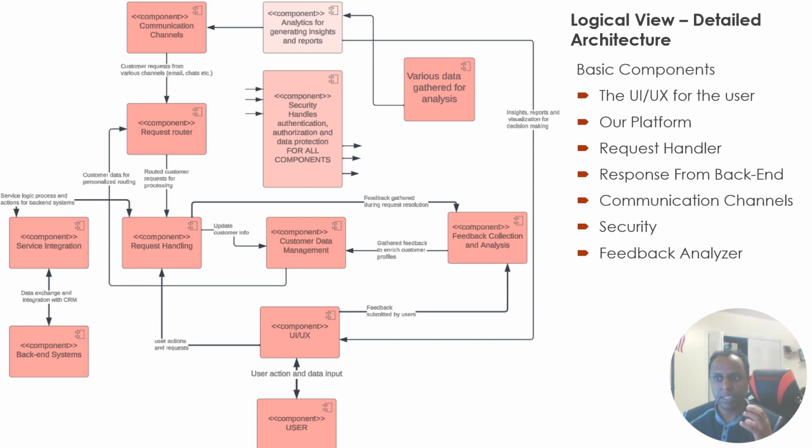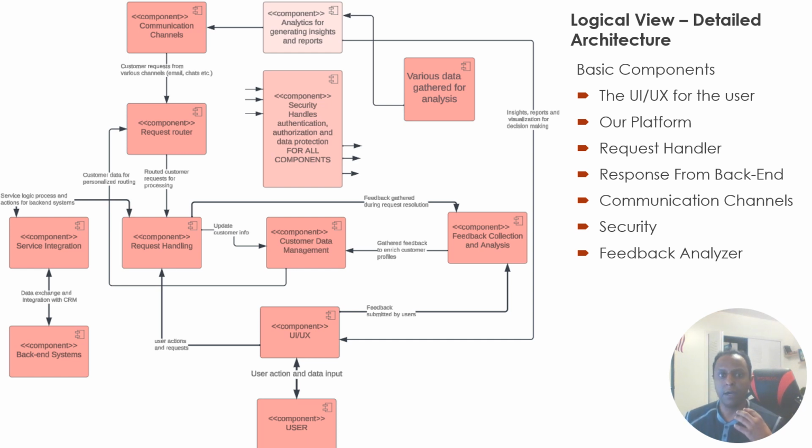So customer data for personalized routing will come from our management, and it will be updated in the request router. And the communication channels will send the customer requests from various channels, like I said earlier. It goes through the router, and the request will be handled, and then will be updated in the management.